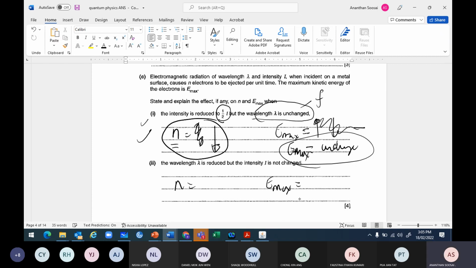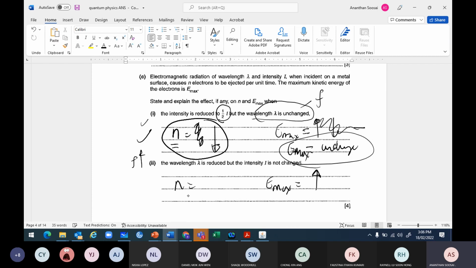Now the wavelength lambda is reduced, but the intensity is not changed. What happened to Emax? Emax is easy, right? The wavelength is reduced. Wavelength reduced means frequency has been raised. So frequency rises, and the energy of a photon rises. So Emax should rise, getting greater, because frequency increases, energy in one photon increases, and Emax increases.